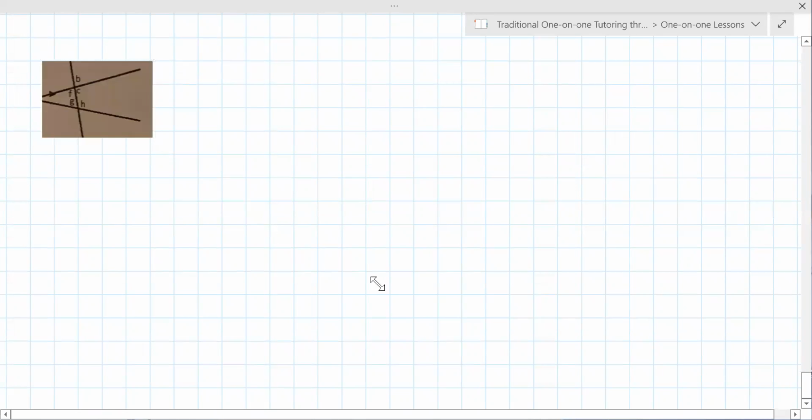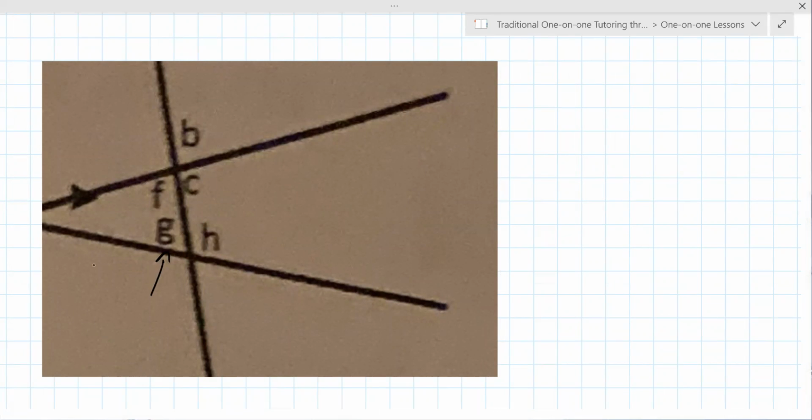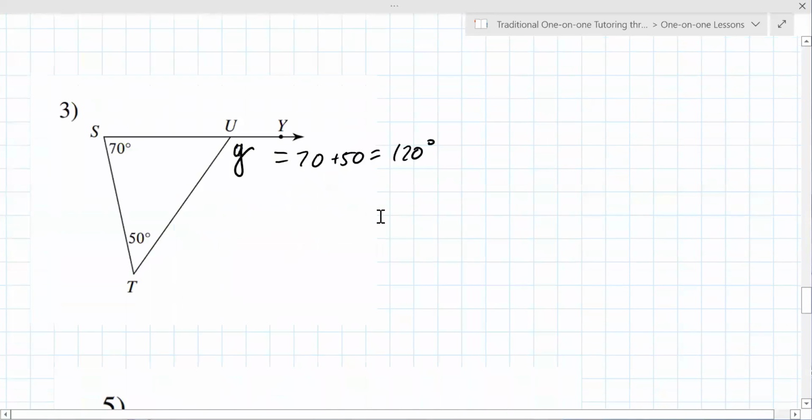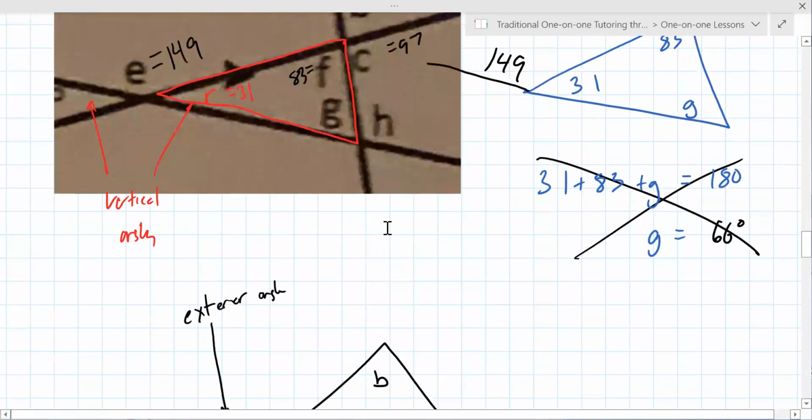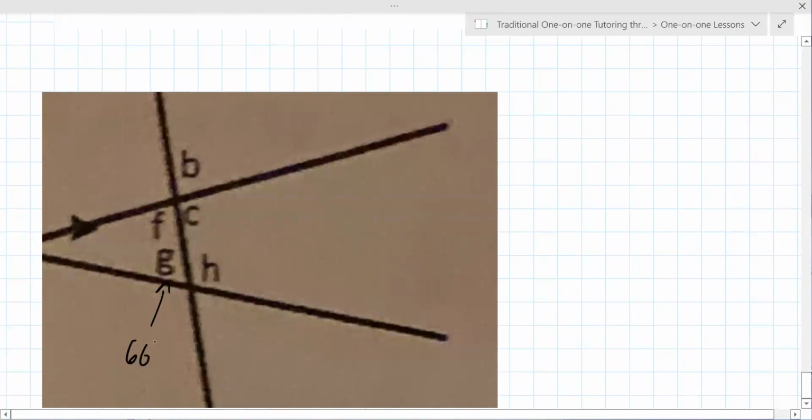So I guess you could say H, is it parallel? Nope, these are not parallel. But what did you find for G? And what was the value of G? G's value is 66. 66 because we know what the thing equals, and then there's a 33 in the blank.